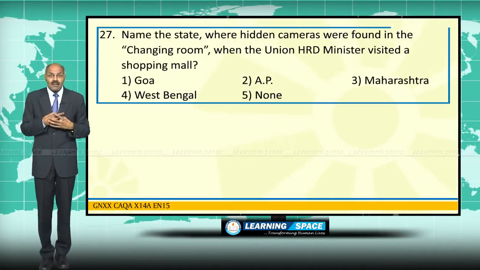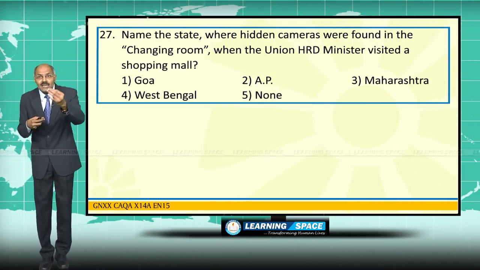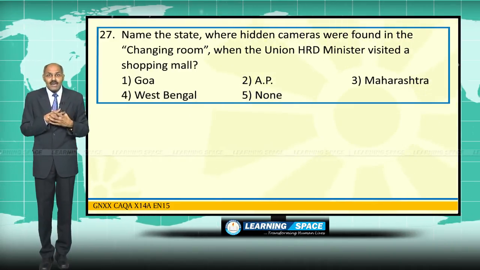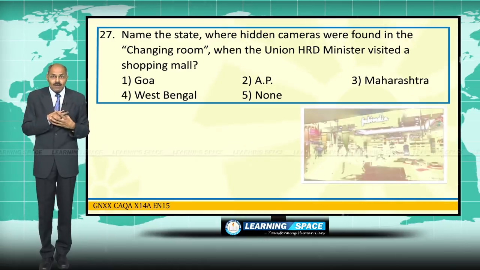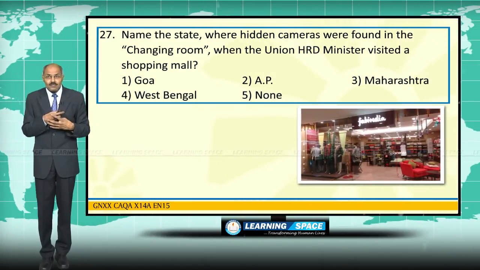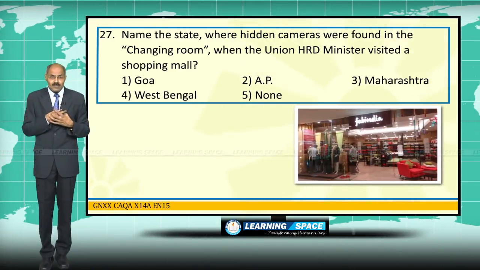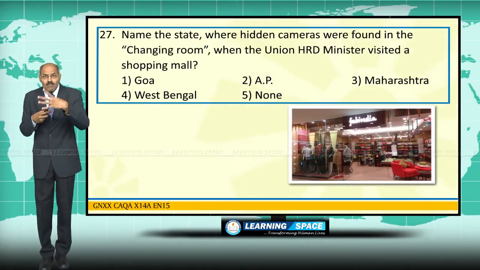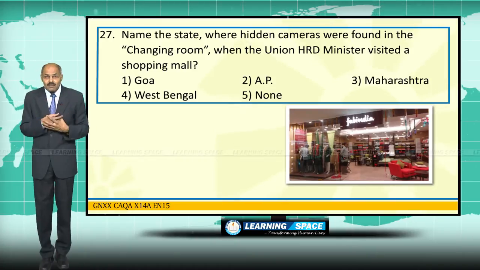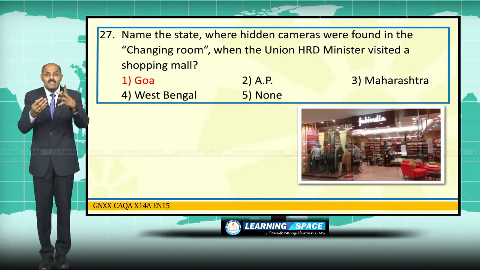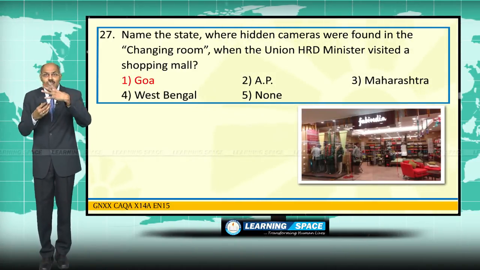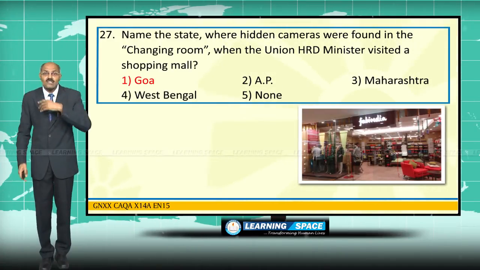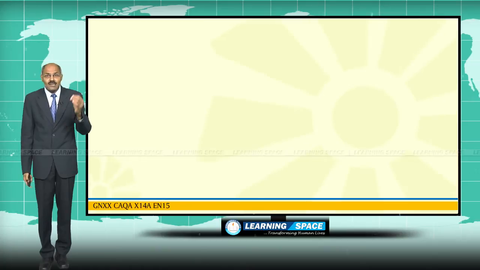Friends, look at the next one. Name the state, very unfortunate, where hidden cameras were found in the changing room when the Union Human Resource Development Minister visited a shopping mall. When Smriti Irani visited the shopping mall, that is Fab India Mall in Goa, during her visit to Goa, hidden cameras were found in the changing room and subsequently police registered cases.